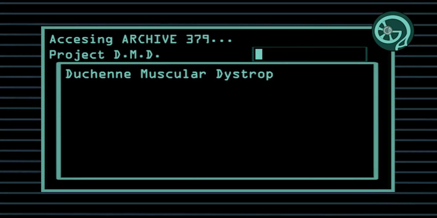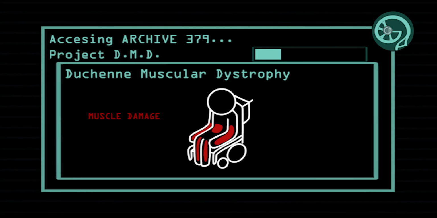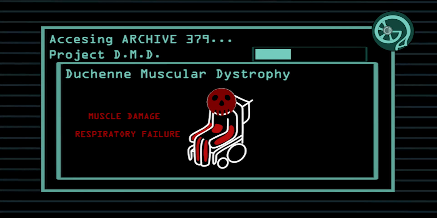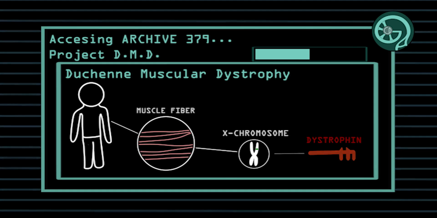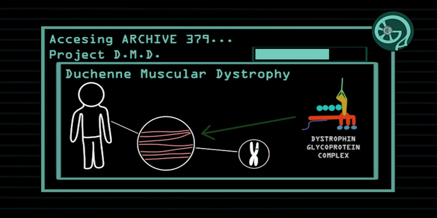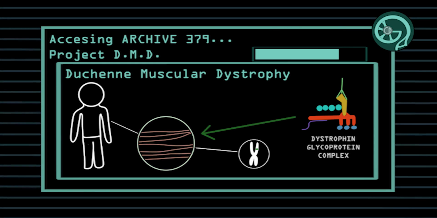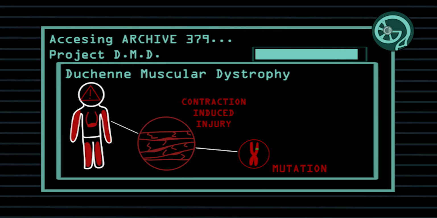Duchenne muscular dystrophy is a fatal disease characterized by progressive damage to skeletal muscles and early death, often by failure of respiratory function. This occurs from a mutation in the gene that codes for dystrophin, a protein critical for forming a complex that reinforces structural integrity in muscle fibers. Without dystrophin, muscle contraction damages the fibers beyond regeneration.